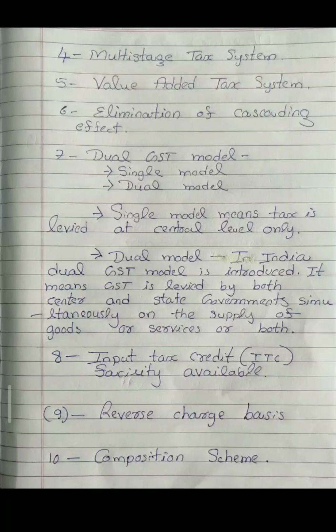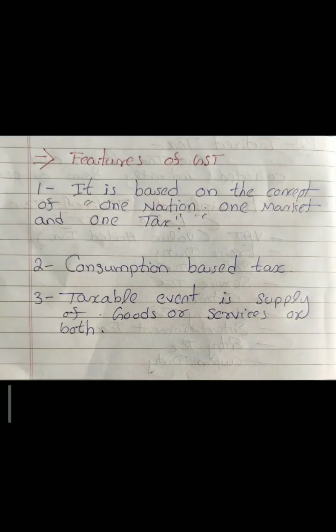Input tax credit facilities are available under GST. Next feature, reverse charge basis. Then there is a scheme on the basis of composition schemes. This scheme is especially applicable to small businessmen whose turnover is very low. So these are all the major features of GST.